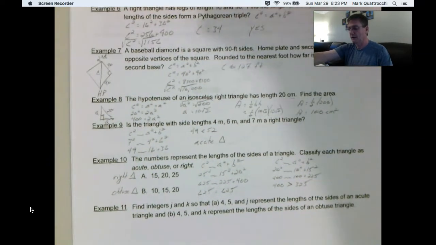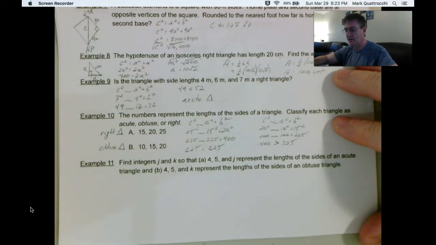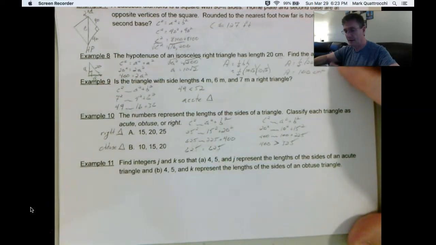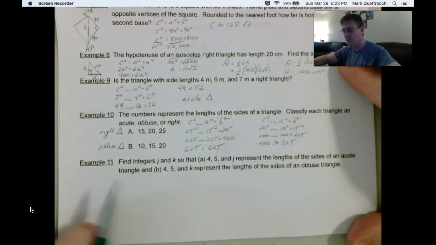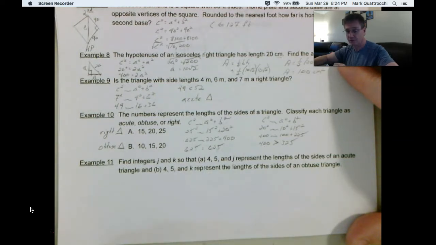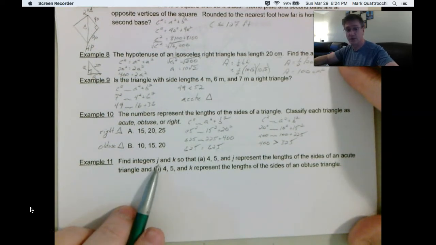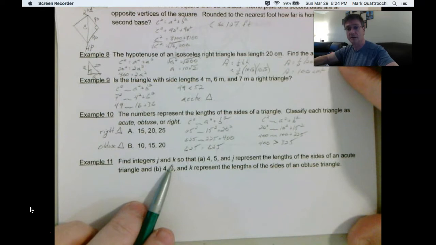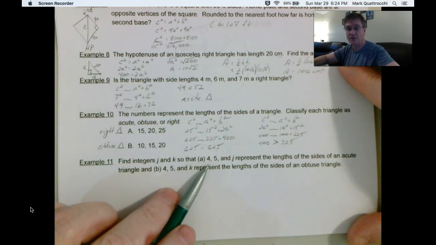All right, example 11 is a tricky problem. It is challenging. Find the integers j and k so that 4, 5, and j represent the lengths of the sides of an acute triangle, and 4, 5, and k represent the lengths of the sides of an obtuse triangle. So first thing we need to know is I don't even know if j and k are the longest, shortest, or in the middle lengths of these three sides of these two different triangles. So let's first find the range of what j and k can be.